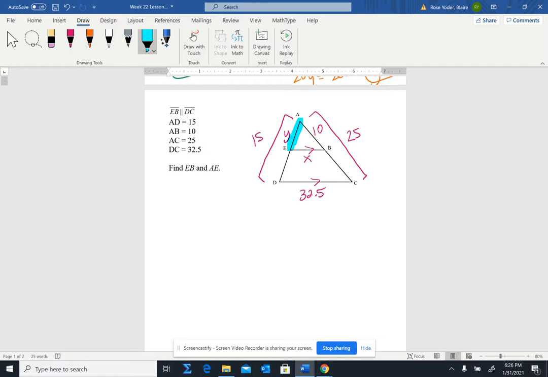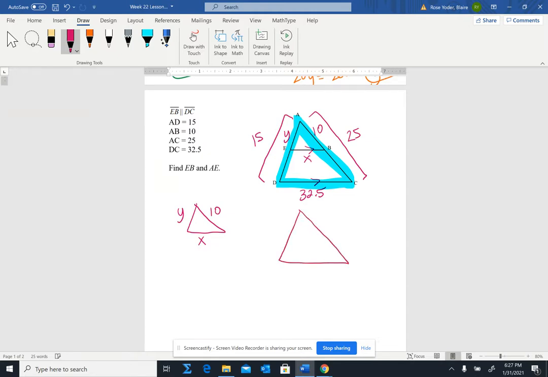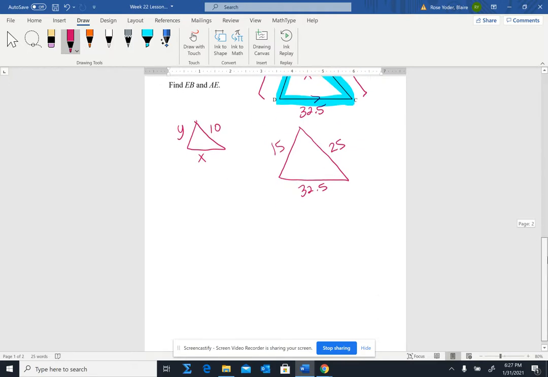So same thing again. I'm going to redraw this little triangle: Y, X, and 10. Now I'm going to redraw the big triangle. If you want to pause for a second and think about how each side should be labeled, don't overcomplicate it though. All right, this time we actually gave you all three lengths. AD is 15, DC is 32.5, and AC is 25. So that's one of the reasons why I said this one is a little bit easier than the last one. You didn't have to do any adding.